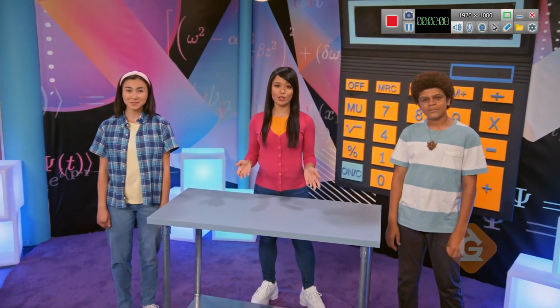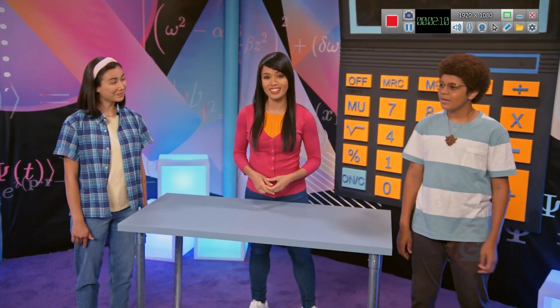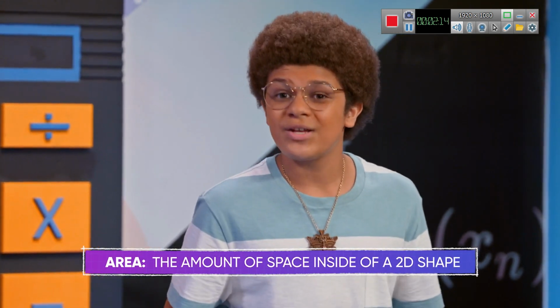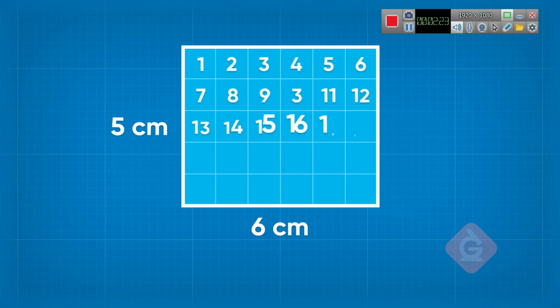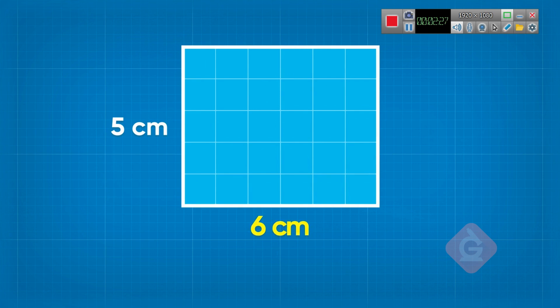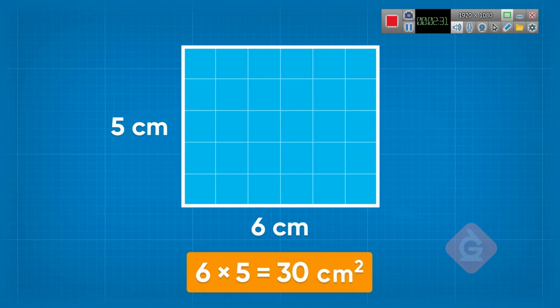Before we dive into today's topic, let's briefly review what we already know about area. Area is the amount of space inside a 2D shape. It is measured in square units. For example, if this rectangle is 6 centimeters long and 5 centimeters wide, we could count all the square centimeters inside of it, which is 30. Or we can multiply the length times the width. 6 centimeters times 5 centimeters is 30 square centimeters.